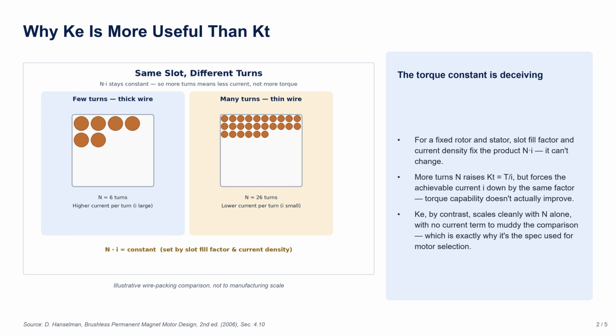So when you increase the number of turns to raise the torque constant, Kt equals T over I, you simultaneously force the achievable current down by exactly the same factor. Net torque capability doesn't improve at all. Ke, by contrast, scales cleanly with N alone, with no current term to muddy the comparison. That's precisely why back EMF constant, not torque constant, is the number engineers actually trust when selecting a motor.